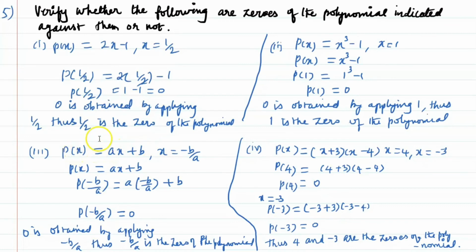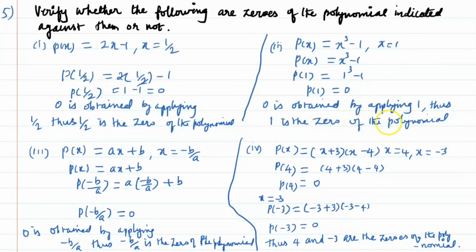Next question, p of x is equal to ax plus b. So similarly we have to write x is equal to minus b by a. So here the second question is p of x is equal to x cube minus 1. So we have to substitute x is equal to 1. So substituting 1, we get 1 cube minus 1. So p of 1 is equal to 0. So here we say how 0 was obtained. 0 is obtained by applying 1. Thus 1 is the 0 of the polynomial.